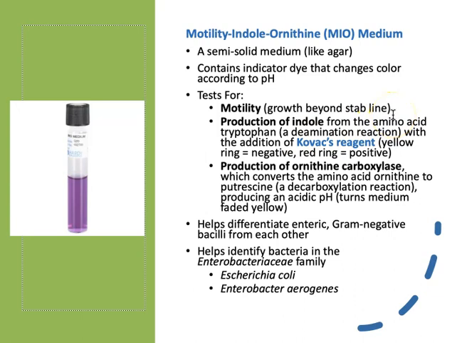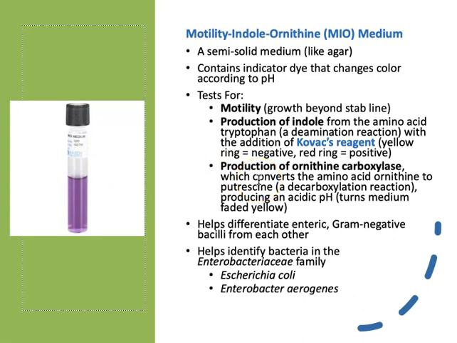We're going to be able to tell if indole is present when we add a reagent called Kovacs reagent. The Kovacs is going to react with any indole and produce a red color. We're going to see this red as a ring at the very top of the tube. If there is no indole present, the Kovacs reagent is going to remain a yellow color.